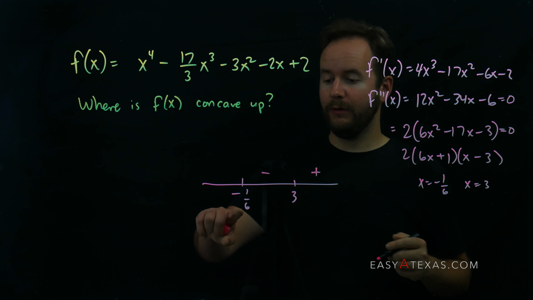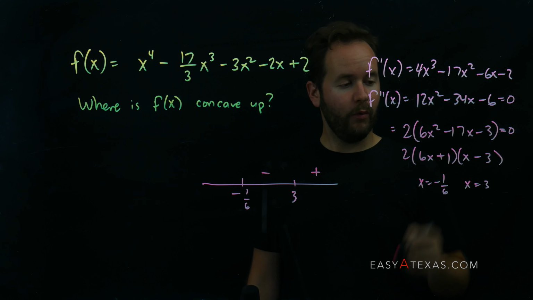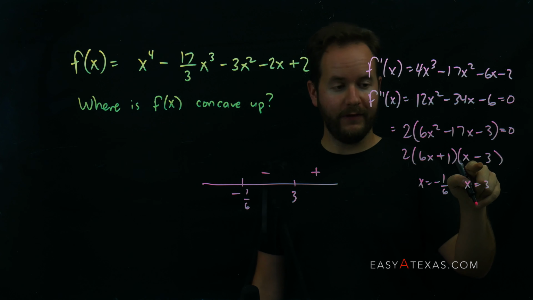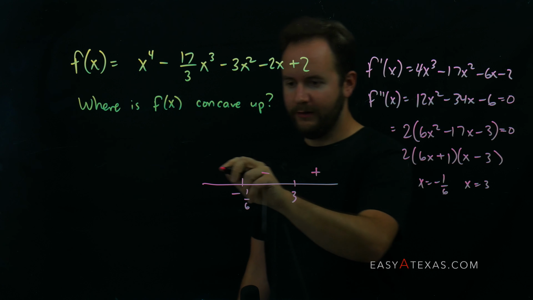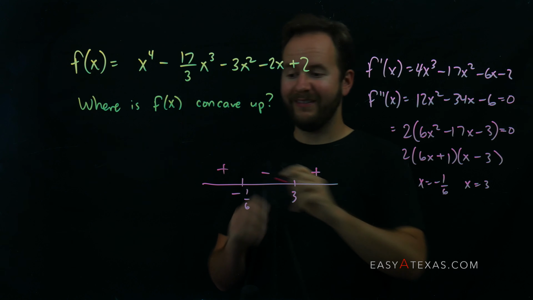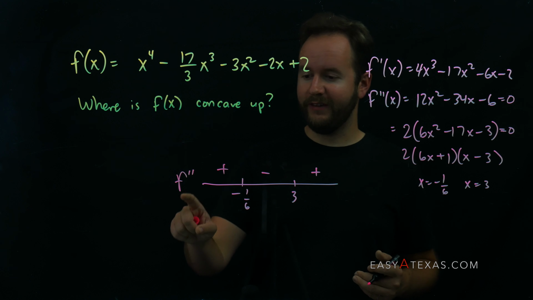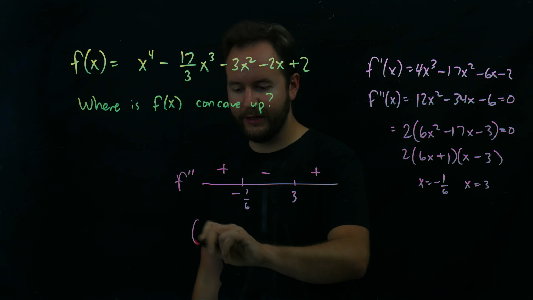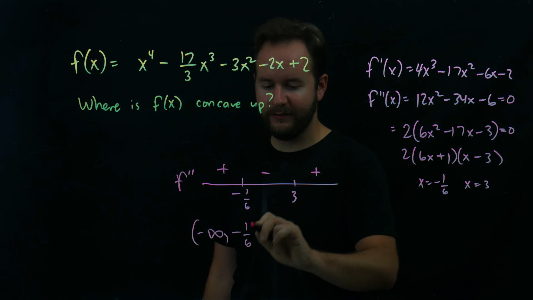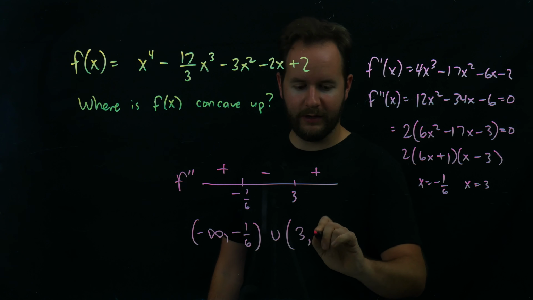And then picking my favorite number less than negative 1/6, like negative 1, when I plug that in, I get a negative here and a negative here. Negative times a negative is a positive. Okay, this is my second derivative number line, and this will tell me where my graph is concave up and concave down. The graph of f is concave up when the second derivative is positive, so the intervals we're looking at are negative infinity to negative 1/6, and the interval from 3 to infinity.